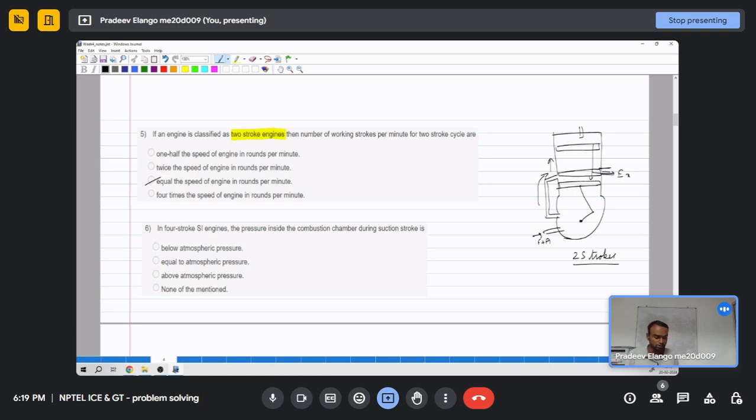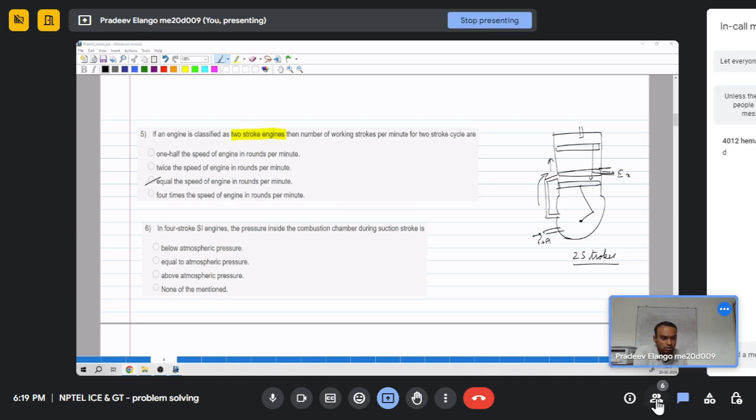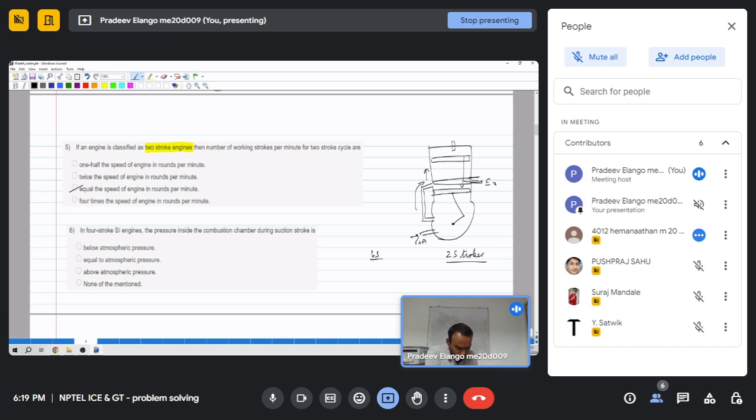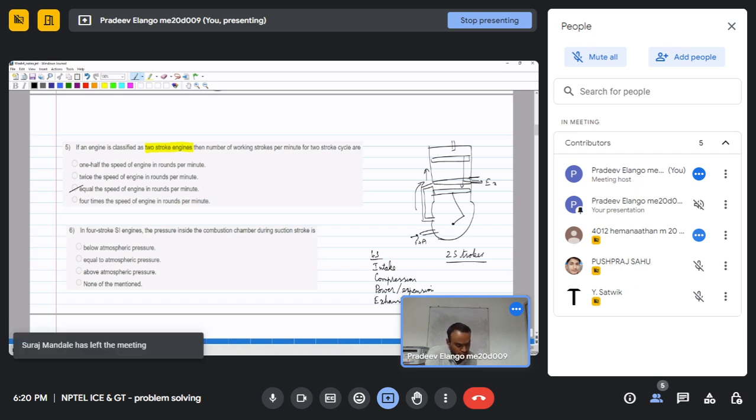Only in a four-stroke engine we will have intake, compression, power stroke or expansion stroke, and then exhaust stroke. In case of a two-stroke, these two are clubbed together and these two are clubbed together. So there will be only two strokes.